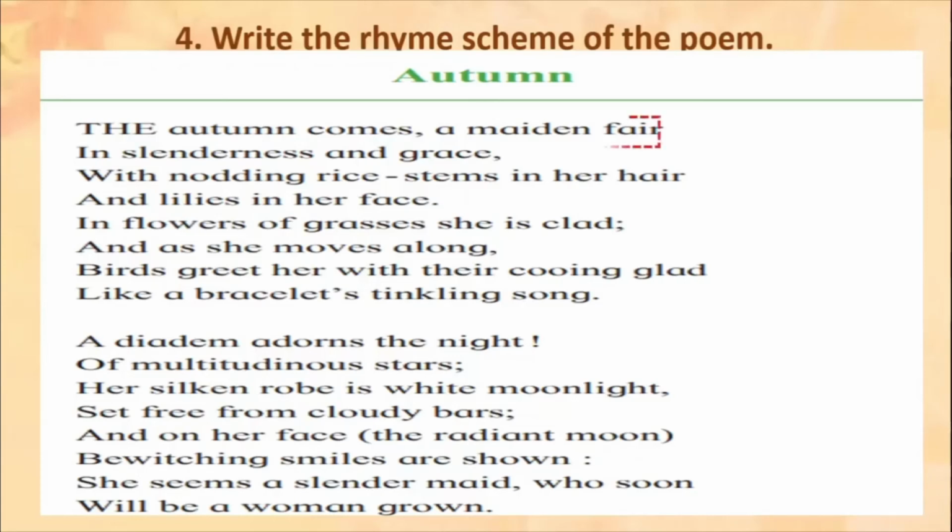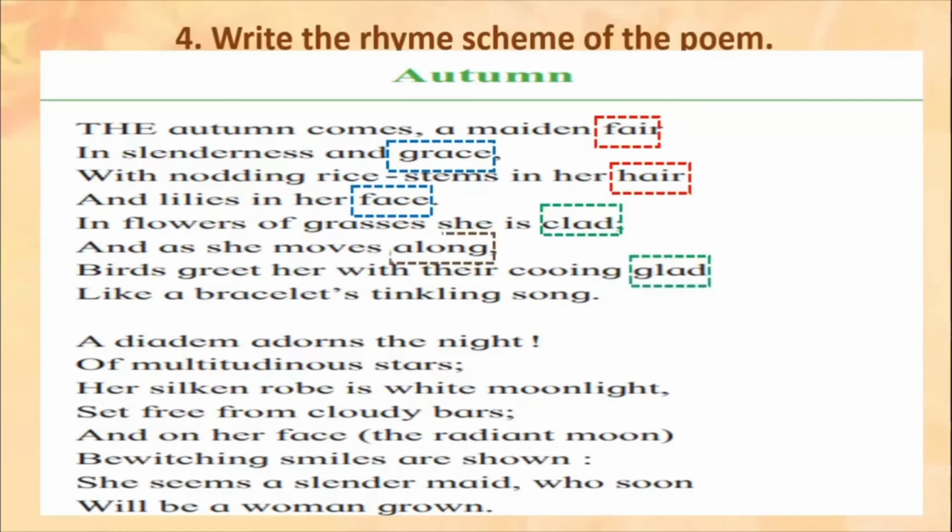So, you had fair, which sounded the same as hair. Then you had grace, which sounded the same as face. So you have fair and hair, one pair of rhyming words. You have grace and face, the second pair of rhyming words. Then you had clad, which went with glad. And finally you had along, which went with song.